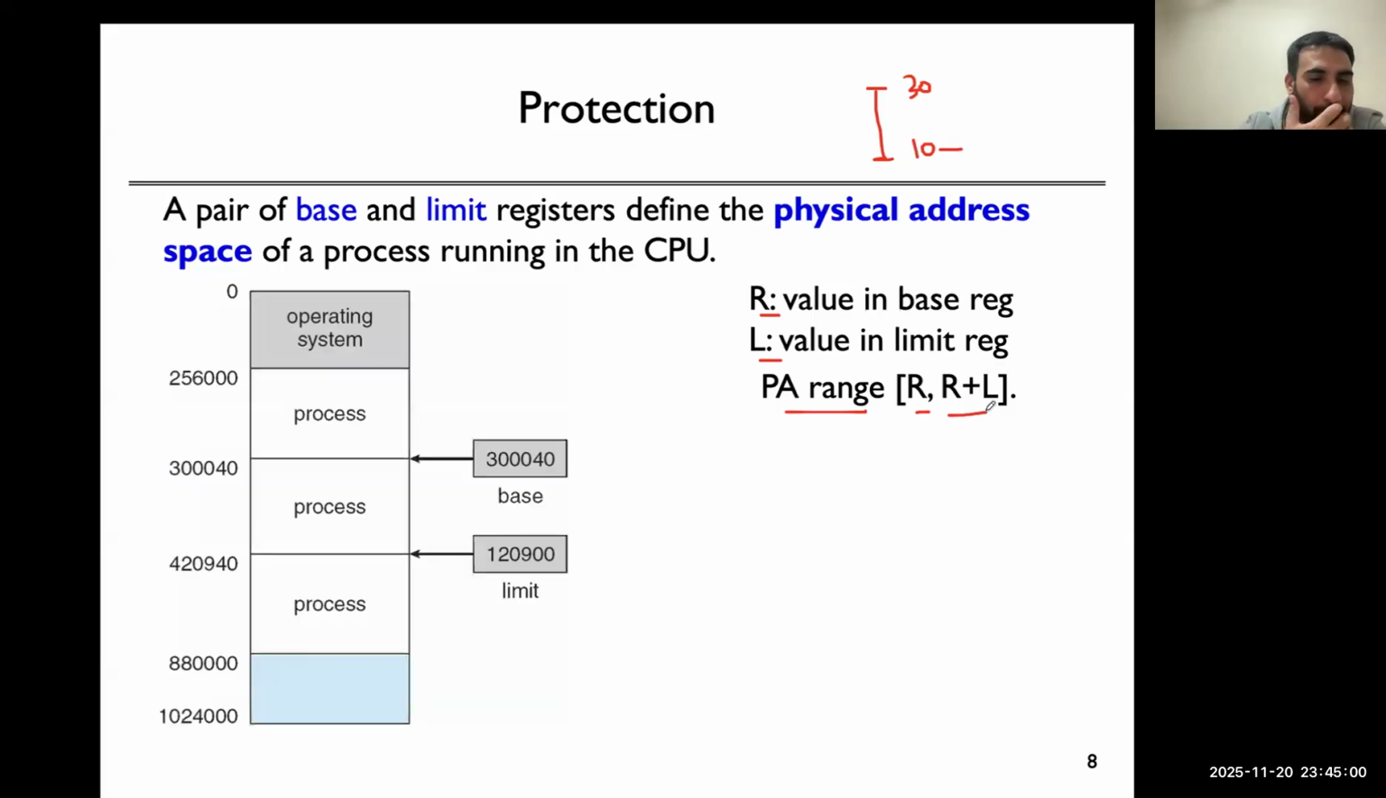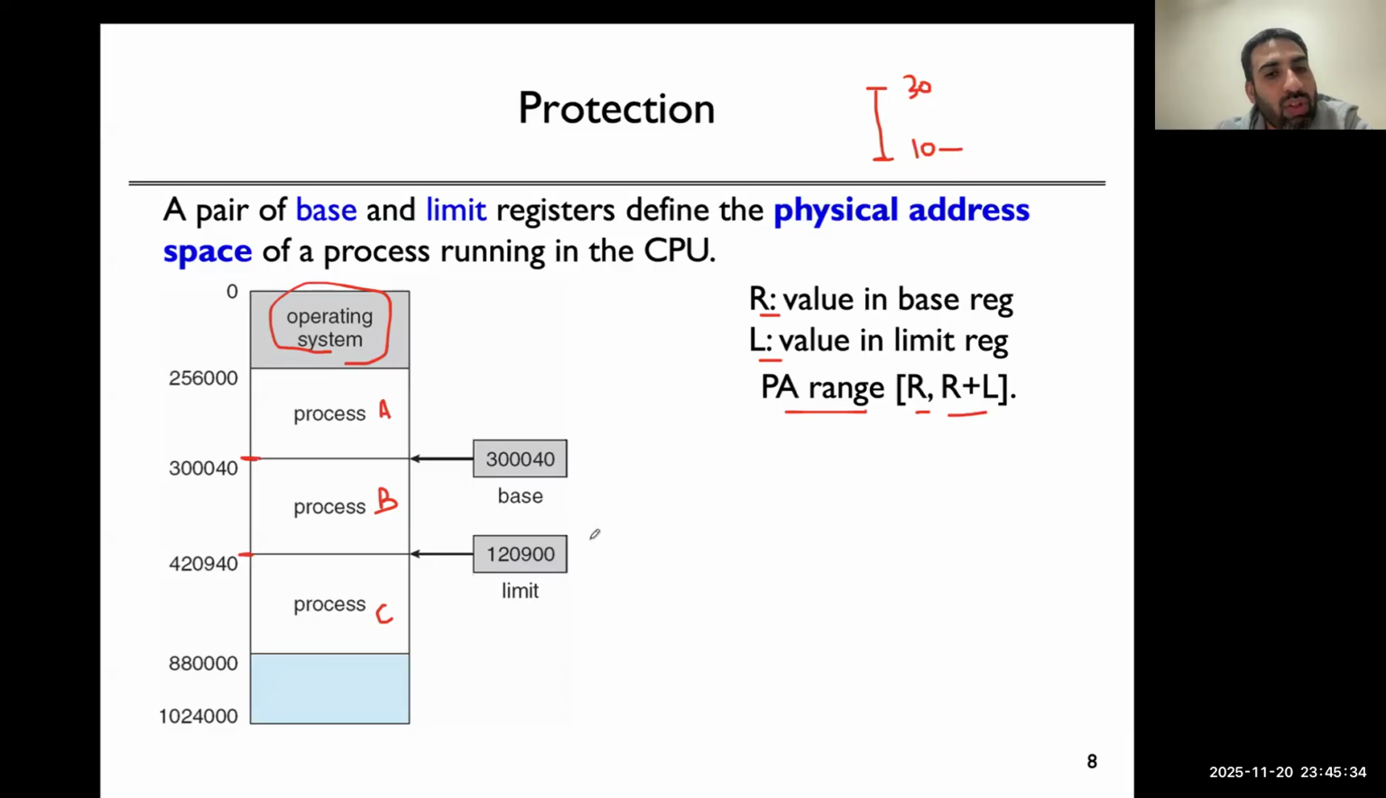Here is an example. Let's say you have multiple processes located in the memory along with the operating system, right? And let's say you have process A, process B, and process C. And let's say process B is loaded in the memory starting at address 4200940 up to the physical address. It occupies this physical address 3040, right?